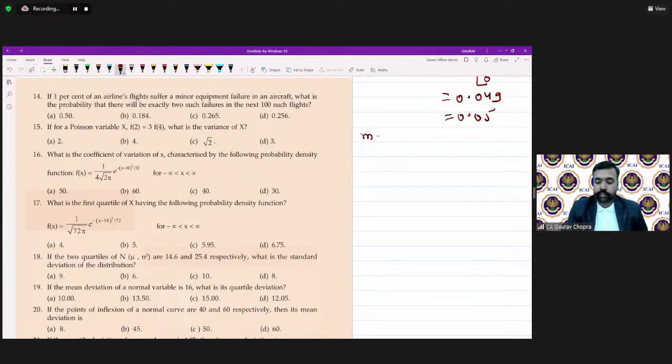Mean here is equal to n into p. There are 100 flights and the probability of defect is 1%. That means mean will be 1. And what is the requirement? That means exactly 2 such failures. So x is equal to 2. Now you can solve it.